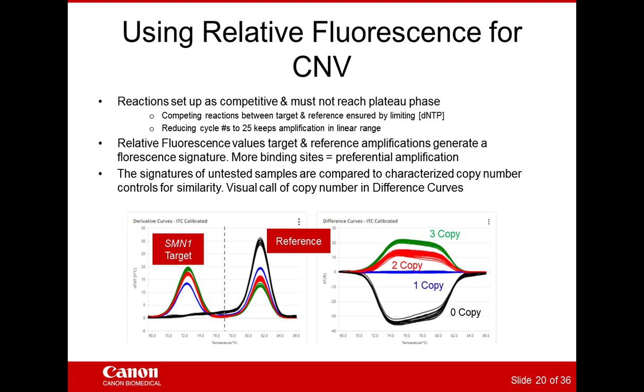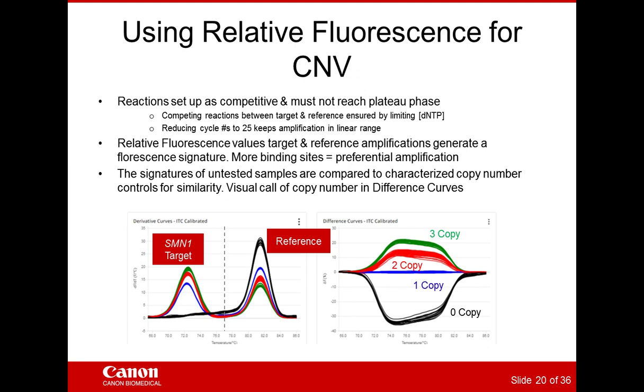Another thing to call out is the assays are set up as a duplex. So for each assay, we'll have a target amplification, either SMN1 or SMN2, as well as a reference gene. In this case, the housekeeping gene of known 2 copies.